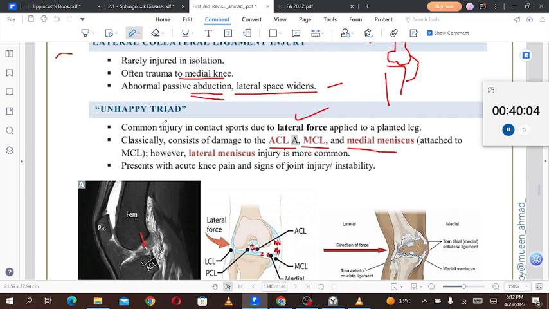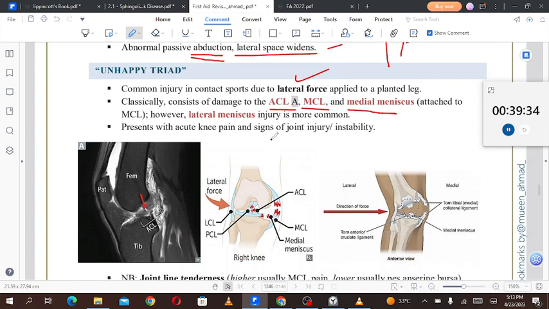So unhappy triad, common injury in contact sports due to the lateral force applied to a planted leg. That is, the leg is planted on the ground, and due to some reason there was some injury to the lateral aspect of the leg. So it will result in three ligamental tears. First one, anterior cruciate ligament. Second one, medial collateral ligament, and third one is the medial meniscus, attached to the medial collateral ligament. Because it is attached to the medial collateral ligament, it can also be damaged. However, the lateral meniscus injury is more common.